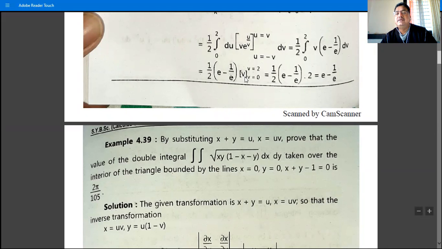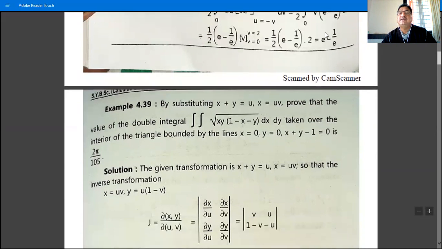So v square by 2. Okay, 2 is the answer. Correct the problem, answer of the problem. Because integration of v with respect to v is v square by 2, where v runs from 0 to 2, and then find the value at the upper limit minus the lower limit, that is 4 by 2 minus 0, and 4 by 2 is 2. So the answer is correct, but here the correction is v square by 2, and then value at the upper limit is 2, value at the lower limit is 0. So the answer is same, but here is the correction, v square by 2.